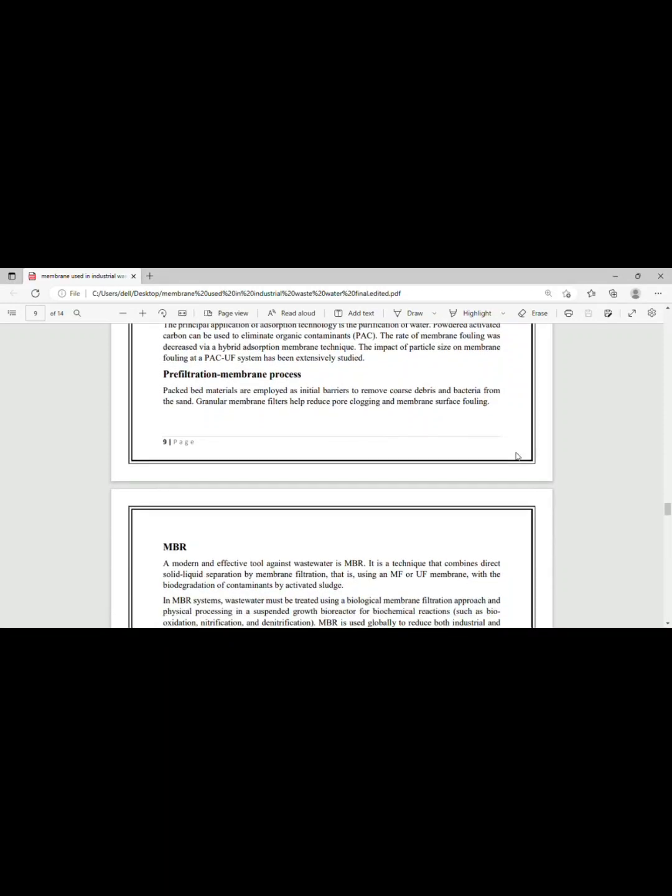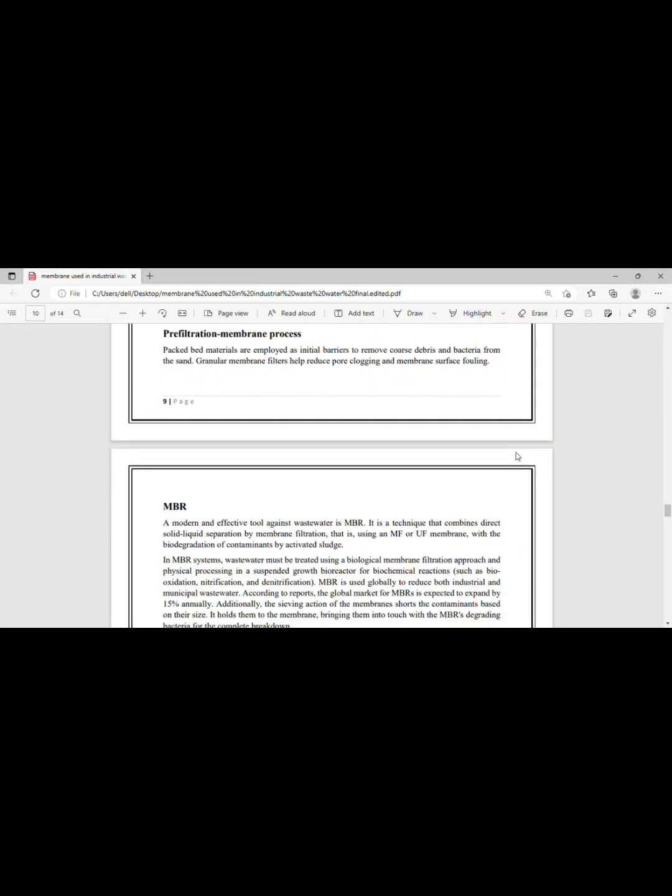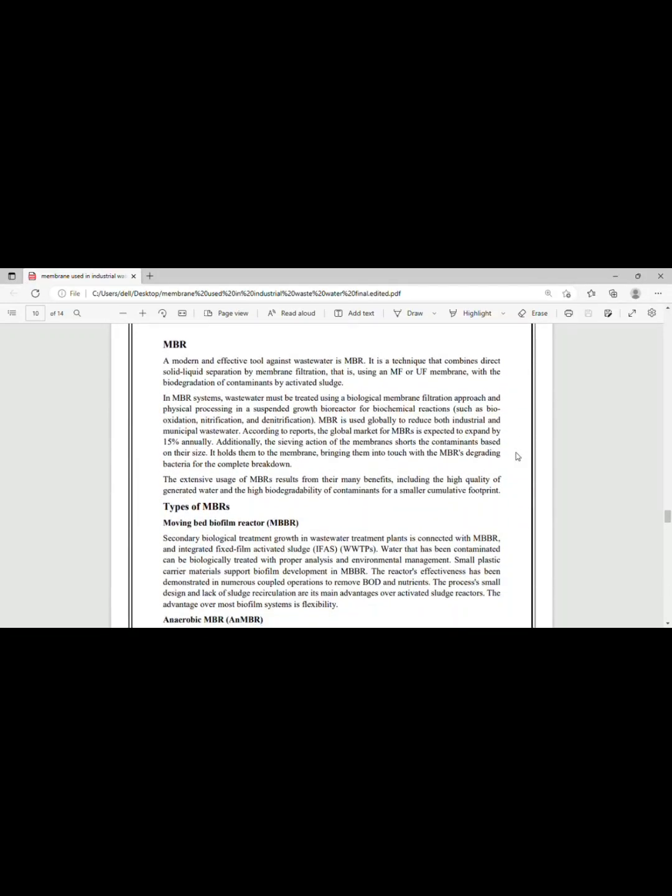Prefiltration membrane process. Packed bed materials are employed as initial barriers to remove coarse debris and bacteria from the sand. Granular membrane filters help reduce pore clogging and membrane surface fouling. MBR is a modern and effective tool against wastewater.